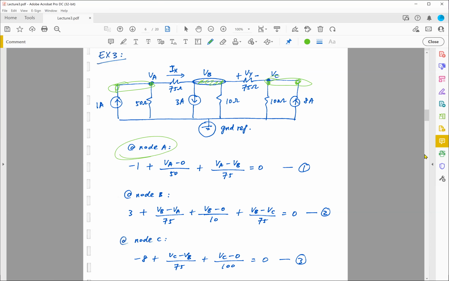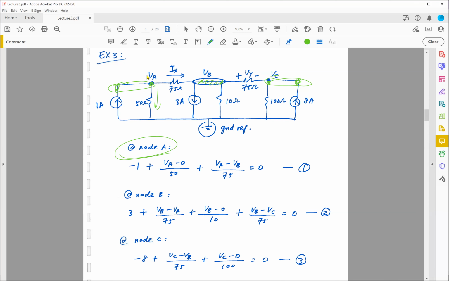Okay, so let's first look at node VA. So at node VA, what do I have? VA minus 0. This is my ground reference. This makes sense because this is the common node to all these branches. So very clean here. I'm going to take this as my ground reference. So VA minus 0 divided by 50. That's the current going down.